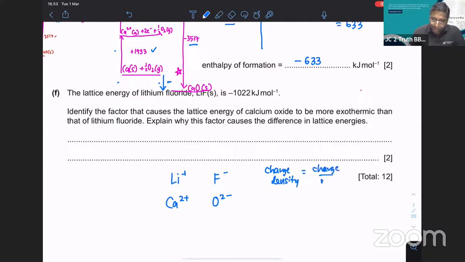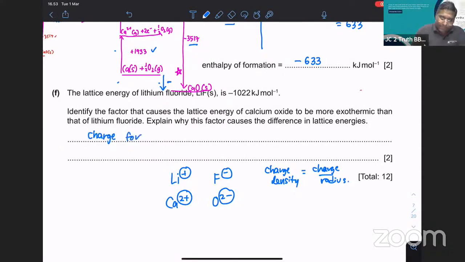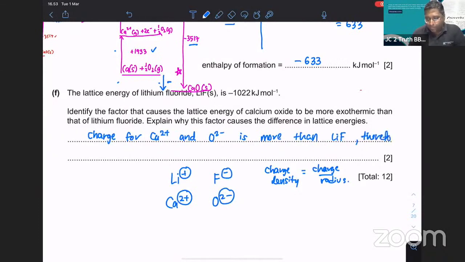In this case, the one that is more obvious over here is going to be the charge, because positive 1, negative 1, versus positive 2, negative 2. So if you want to identify a single factor over here, you can say the charge for the Ca2+ and O2- is more than LiF.